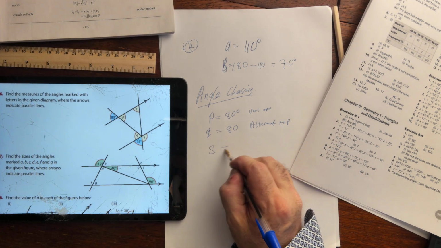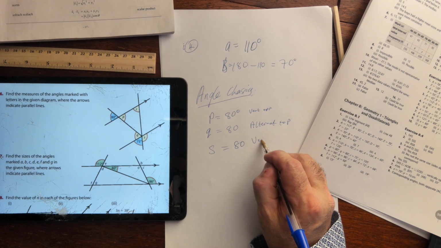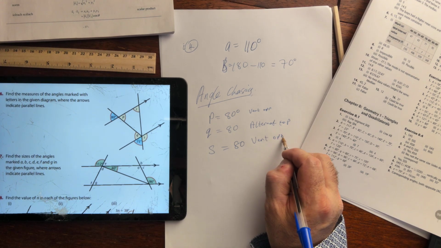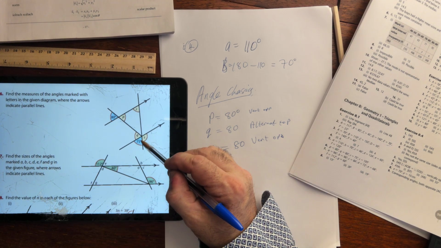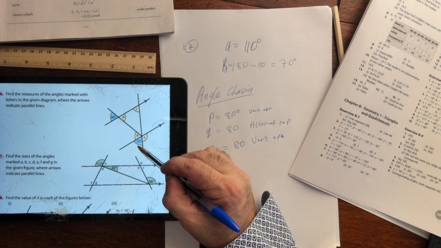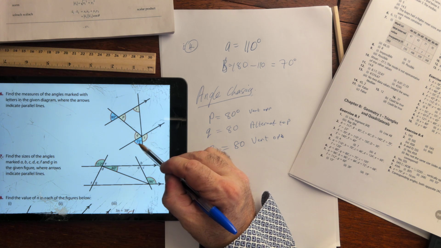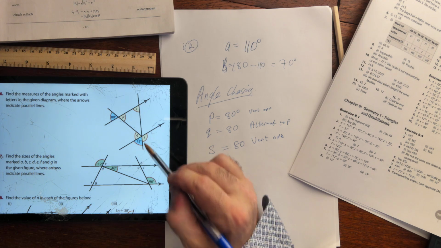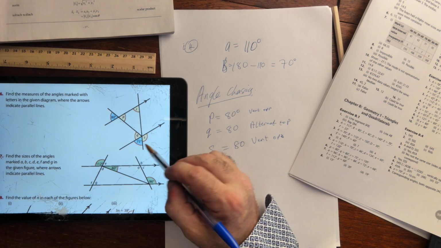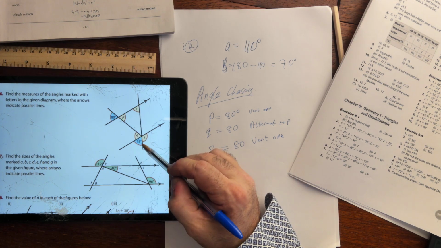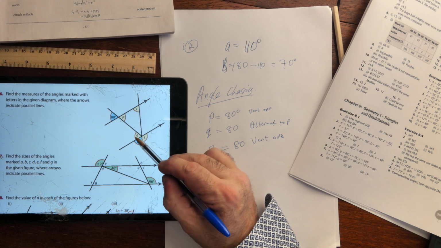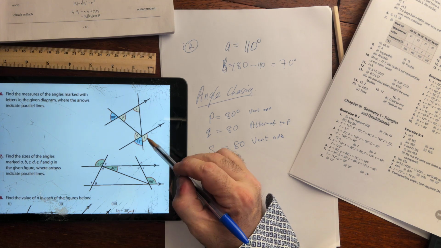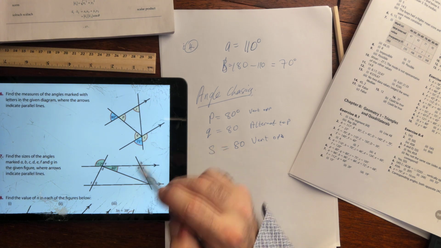S equals 80 because it's vertically opposite to one we know to be 80. 75 forms a straight angle with S. No, this is 80. Oh, this isn't 80. Silly me.